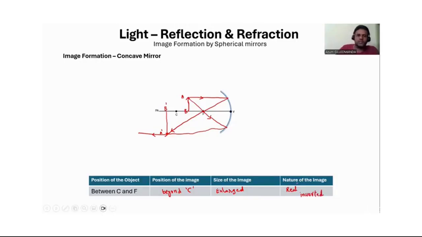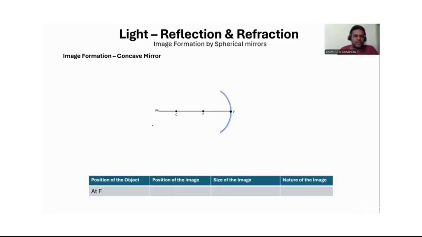Right, guys? So here AB, what is AB? AB is our object. And what is A dash B dash? A dash B dash is the image. All right, so let's move to the next scenario, at F. What happens if the object is at F, at the principal focus itself? Let's say this is AB, the object.